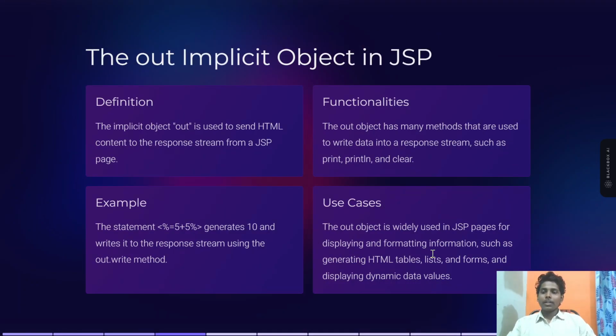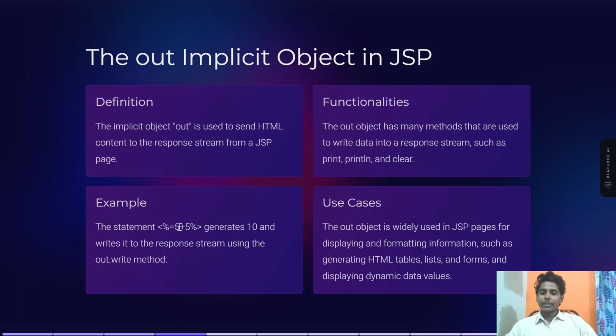Okay, first, let's see the out implicit object in JSP. What is the definition of the out implicit object? The implicit object out is used to send HTML content to the response stream from a JSP page. Functionalities: the out object has many methods that are used to write data into a response stream, such as print, println, and clear.